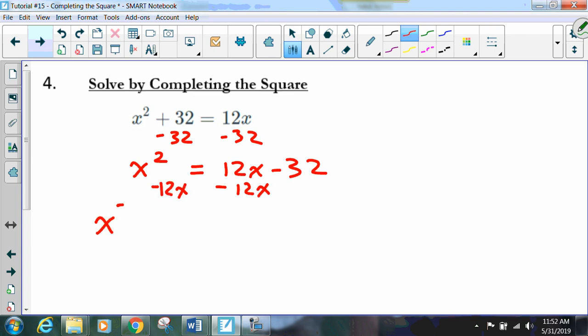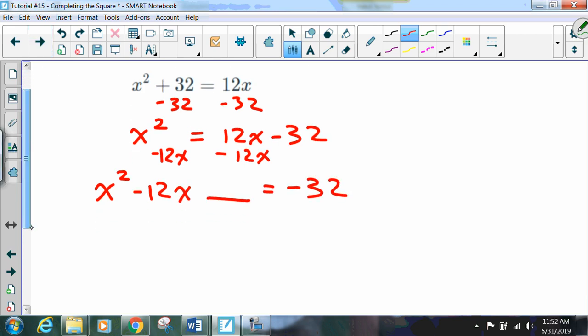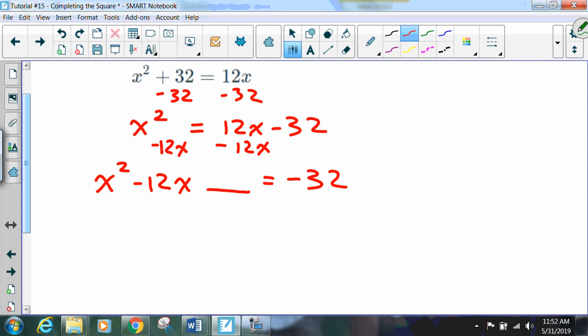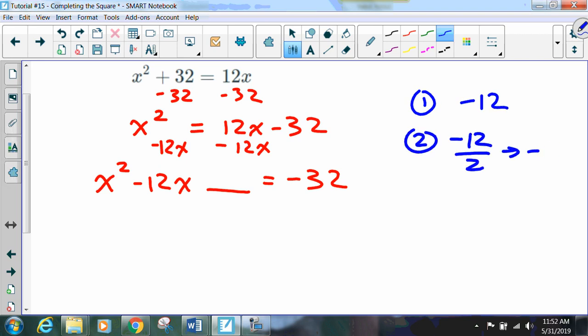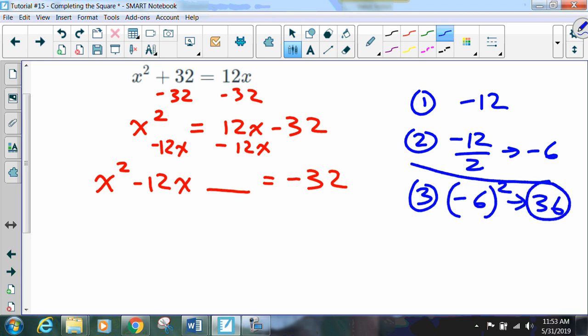All right, so sometimes you're going to see problems like this where you're going to have to do some housekeeping first before you can even start completing the square. And that was get the 12x over by subtracting on both sides, get the 32 kicked over to the other side by subtracting it from both sides. All right, here we go, completing the square. Step 1, take that middle term's coefficient. Step 2, take that number, divide by 2. Step 3, take that number and square it. We get 36.